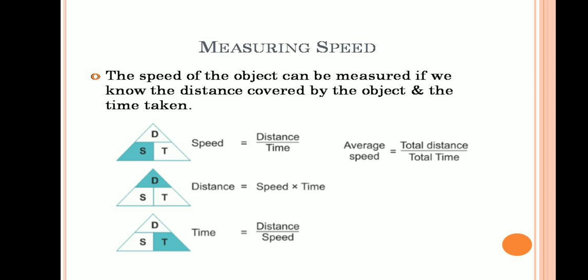Measuring speed. To measure speed we have to know two factors. One is the distance covered by the object and the other is the time taken to cover the distance. So speed is equal to distance by time. From this we can easily derive distance and time. Distance is equal to speed into time. Time equals distance by speed. So the average speed is equal to total distance divided by total time.